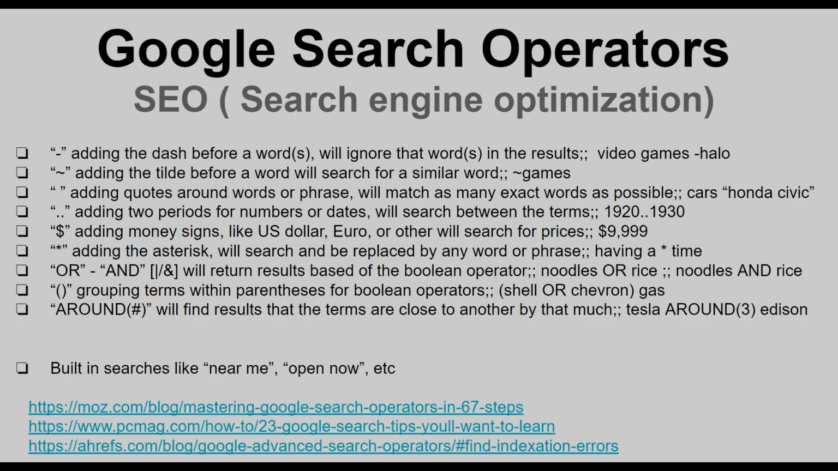Another function is AROUND, and this will refine results so that the terms are close to one another by that much. So let's say you want to know what Tesla and Edison did together, and you want to find an article where they talk about each other's names very close. You can do Tesla AROUND 3 Edison, and that should return results where the word Tesla and Edison are next to each other within 3 words or so.